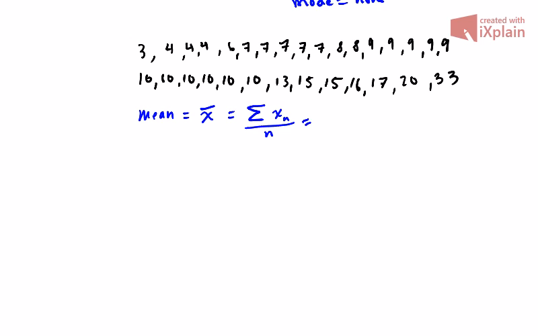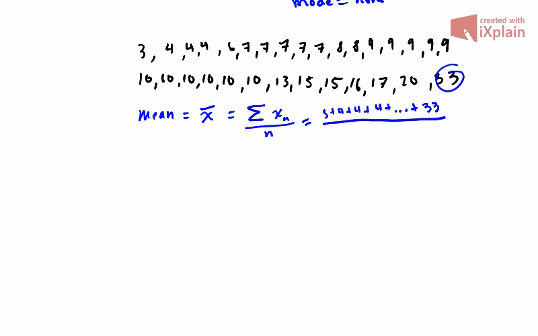So basically what this becomes is I've got 3 plus 4 plus 4 plus 4, and I'm not going to do it all by hand. So I'm just going to say plus dot dot dot plus the last term, which is 33. And we're going to divide by the number of elements we have.